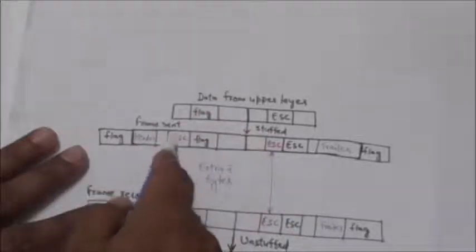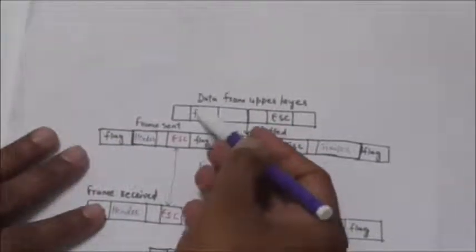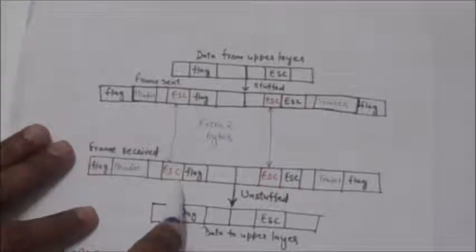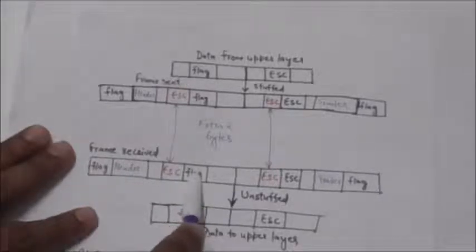So here what has happened, a special byte called the escape character, which has a predefined bit pattern, is added to the data section of the frame where there is a character with the same pattern as the flag. So whenever the receiver encounters the escape character, it removes it from the data section and considers the next character as data, not as the delimiting flag. This byte stuffing allows the presence of the flag in the data section of the frame.